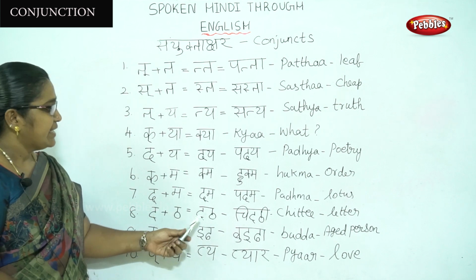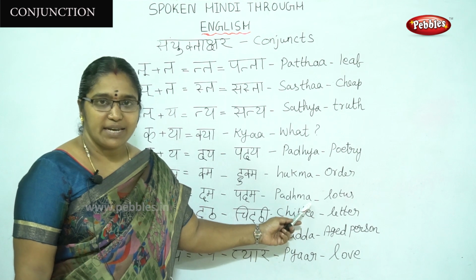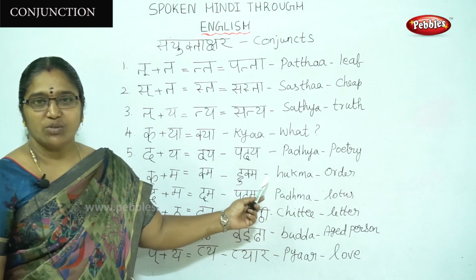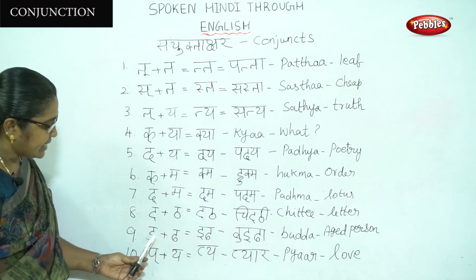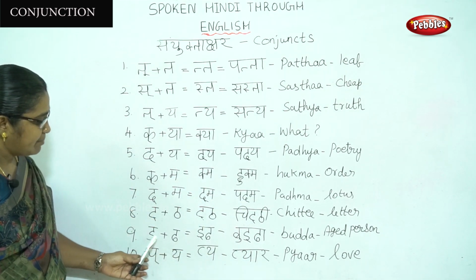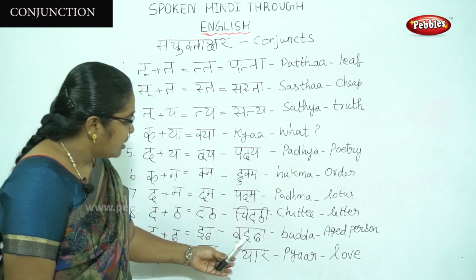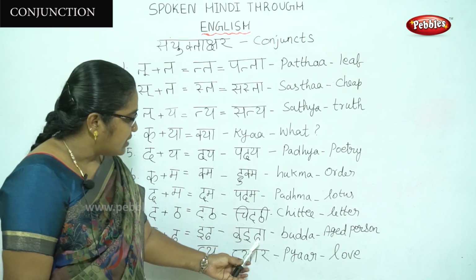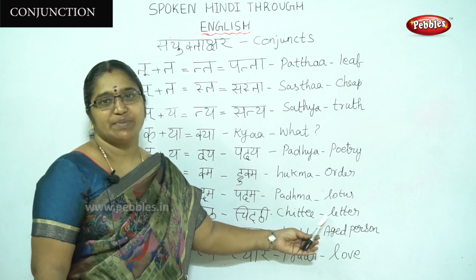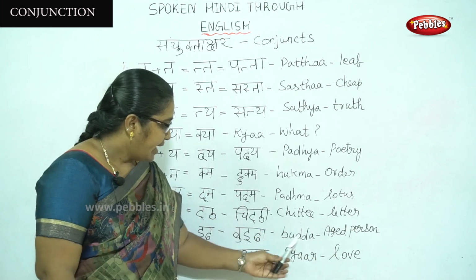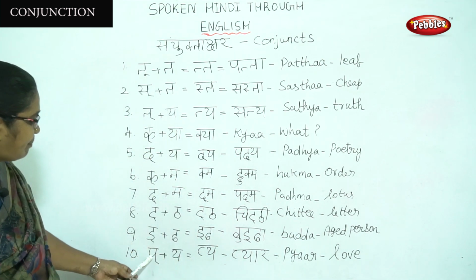It plus ta, itta, chitti. Chitti means letter. Is it clear? Next, it plus ta. This is also itta. Then Buddha. See, bu, id, da. Buddha means aged person, old people.